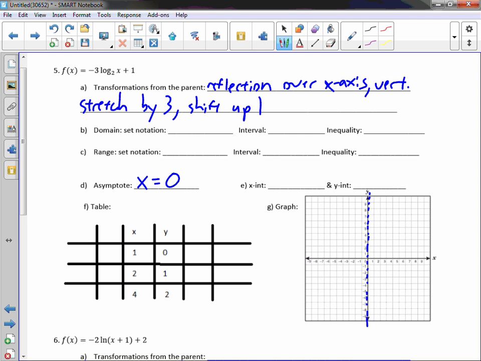Let's fill out the table. I gave you the parent function points already, so we will times negative 3 on the y side, plus 1. Nothing to put on the x side because there's nothing inside parentheses. So we'll get 0, then 1. We'll get negative 3, then negative 2. And then negative 6 and negative 5. So I'll graph the points 1, 1, 2, negative 2, and 4, negative 5. So my graph is right about there.